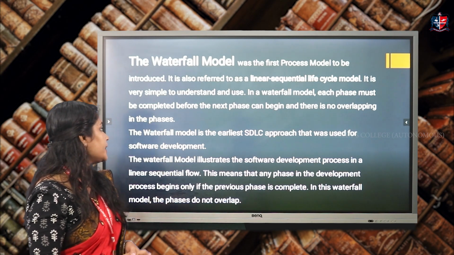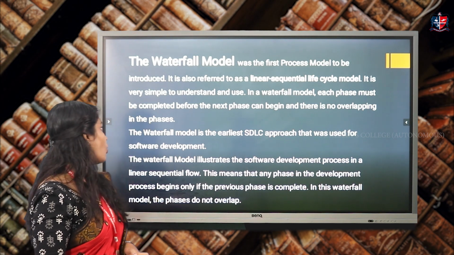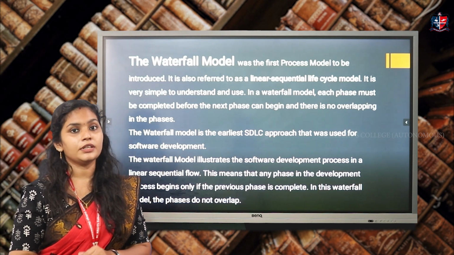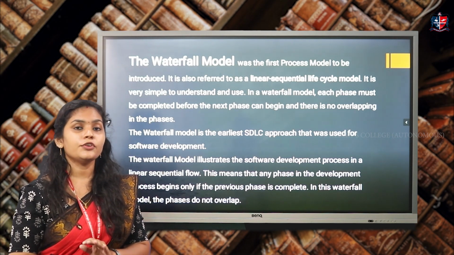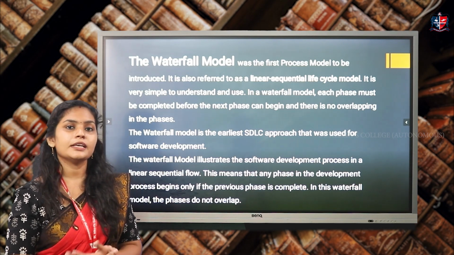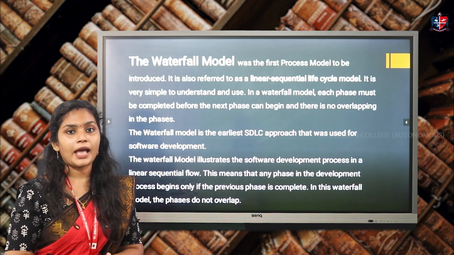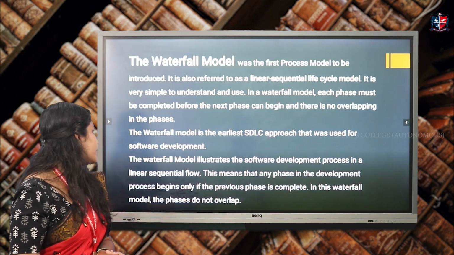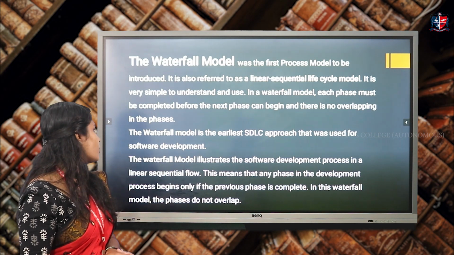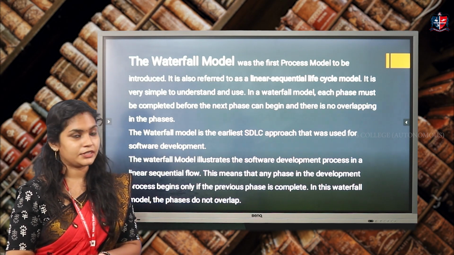In a waterfall model, each phase must be completed before the next phase can begin, and there is no overlapping in the phases. So we cannot do any phase in between. It is not possible, because if you do any intermediate phase, then you must complete the beginning phases sequentially. So there is no overlapping in the waterfall model. The waterfall model is the earliest SDLC approach that was used for software development.